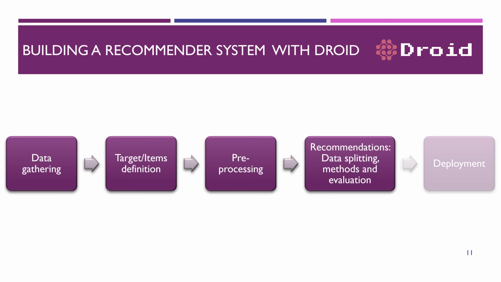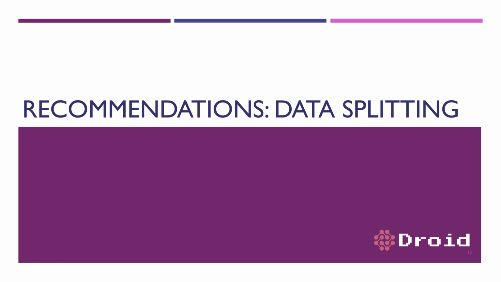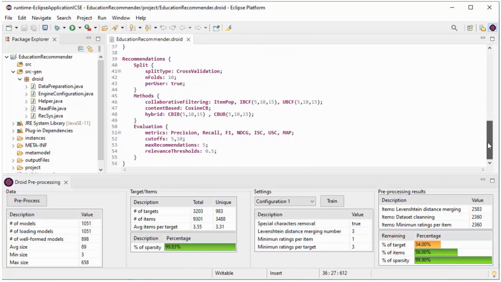The fourth step, we have the recommendations section. Here we're going to define data splitting, methods, and the evaluation protocol. First, data splitting. Here we define how the data will be split for training and testing. Droid here provides two options, cross-validation or random.